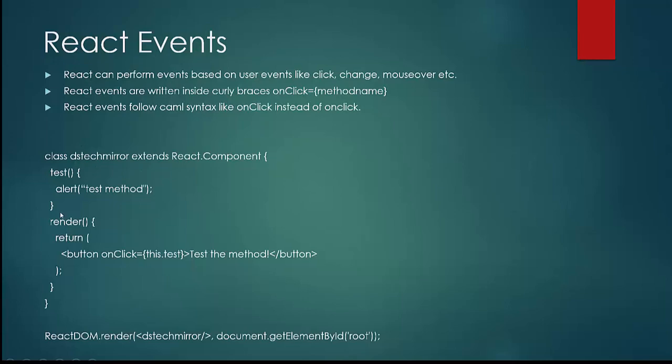Now I have just tried to show you how we are going to write our events. See, this is my component. Inside this I have created this method. This is my render method, and inside it I have the return. Inside this, let's say I have created a button with onClick and this.test. So on my button click, this method will get called. This is how we register our event: inside curly braces and in camel notation. That is the important thing.